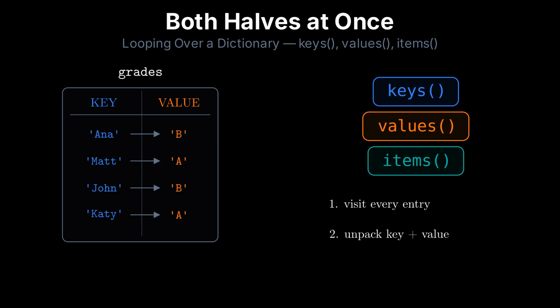Let's see how to visit every entry, how to unpack a key and its value together in a single loop, and what Python will and won't let you use as a key or a value.